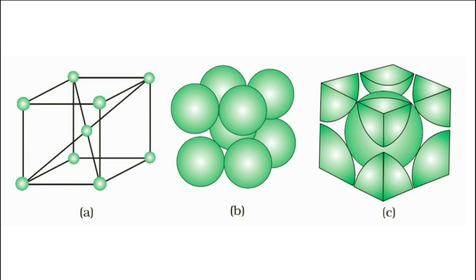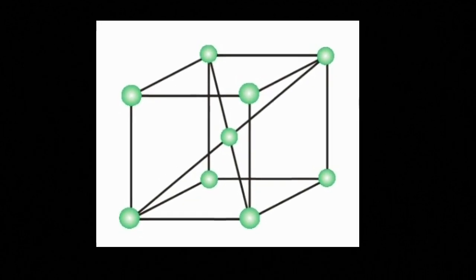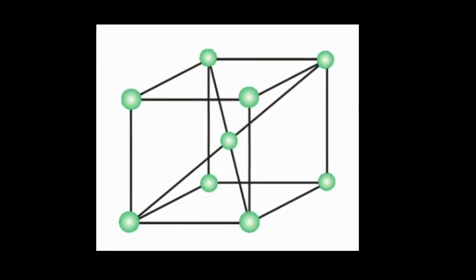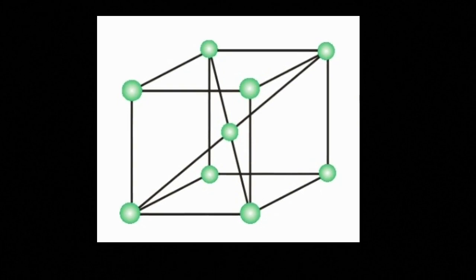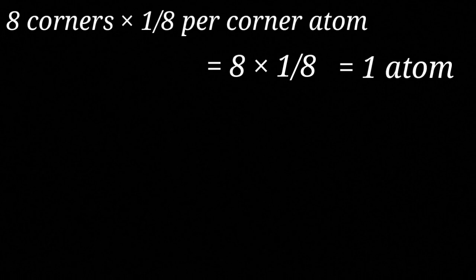So we'll see how to calculate for the body centered cubic unit cell. Here you have atoms present at the corners and at its body center, isn't it? In the corners, as you have already calculated, there are 8 corners. So 8 corners into, from each corner, 1 by 8 of the atom, so 1 by 8 per corner atom will be equal to 8 into 1 by 8. You will get 1 atom as a whole.